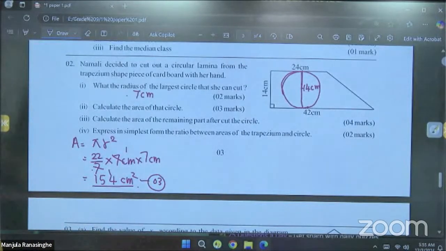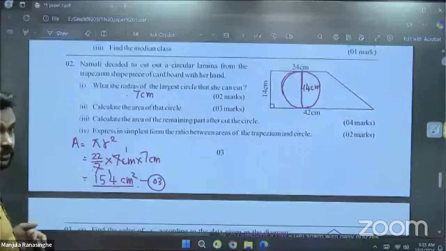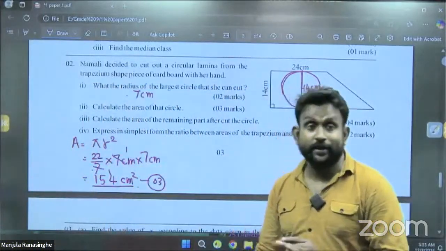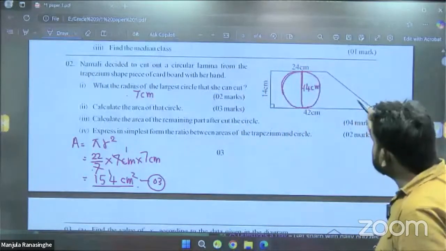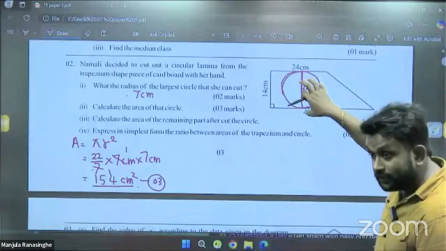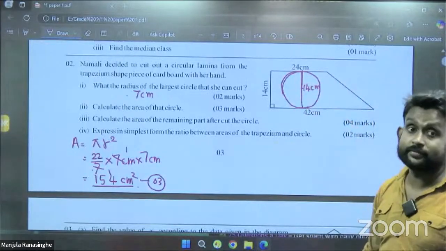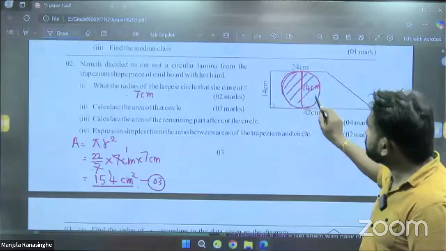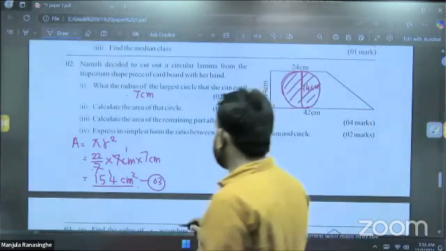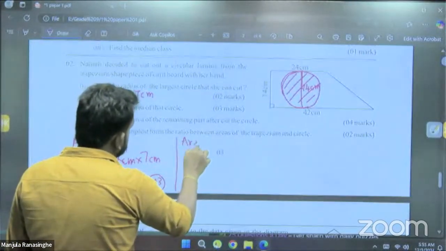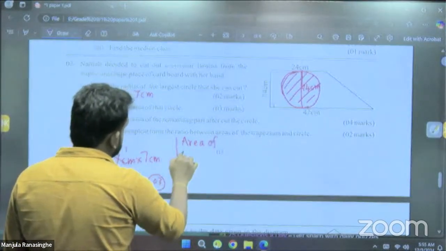Calculate the area of the remaining part after cutting the circle. To find the remaining part's area, you need to find the area of this trapezium, then subtract the area of this circle. Then the remaining part is given, because this is cut out. So you have to write these steps.